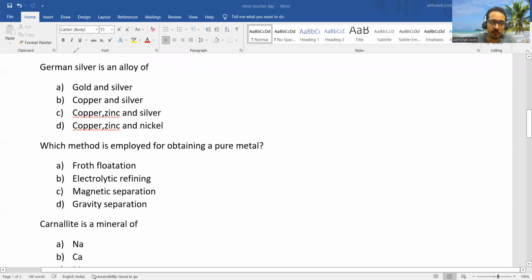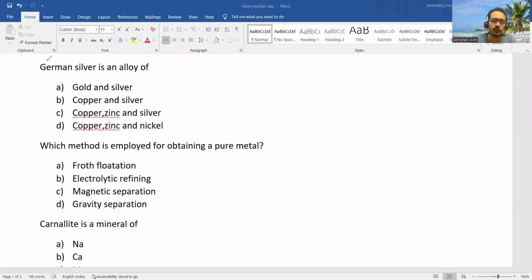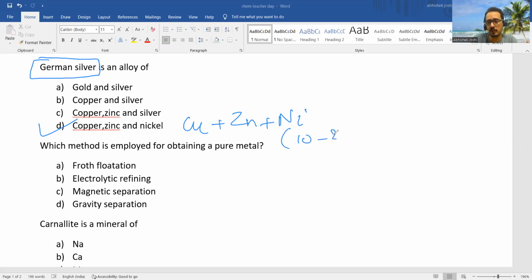Here the question is asking, German silver is an alloy of. Again, an important question. Is it an alloy of gold and silver, copper and silver, copper, zinc and silver, or copper, zinc and nickel? So guys, the correct answer would be option D. It is copper plus zinc plus nickel, and nickel is around 10 to 35% in it.